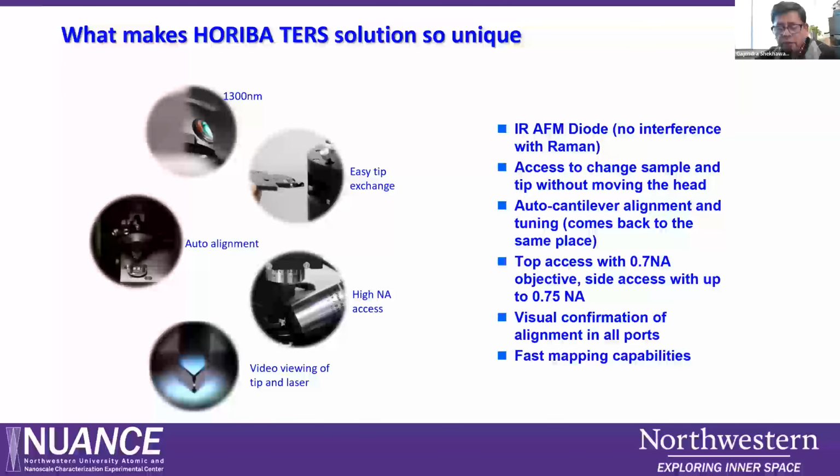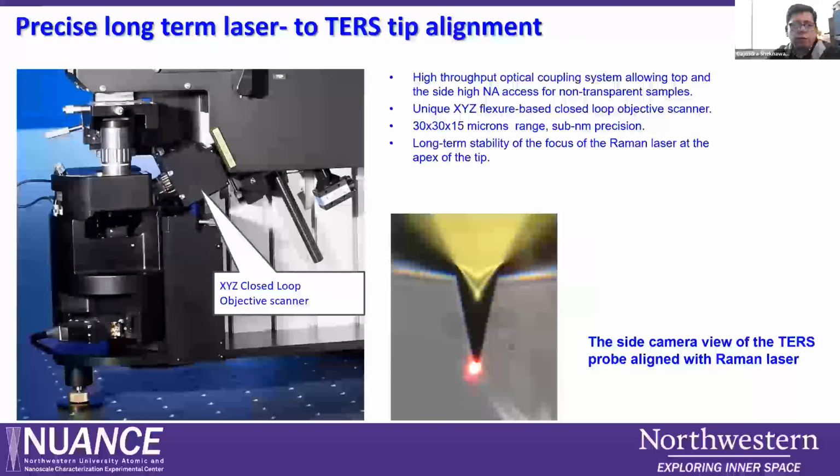So most of the things here are pretty automatic. During the learning process, we are now learning how to better use the system. We have seen that this automatic aligning process is very useful for user facilities because otherwise things become very complex. Then we also have XY objective scanners. On the left, you can see the objective scanner. Basically that allows us to precisely put the laser on the TERS probe. Okay, so that's very important. It has a wide range, and with the top view optics you can also see how things are aligned from the side view.